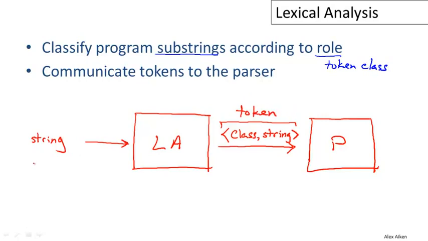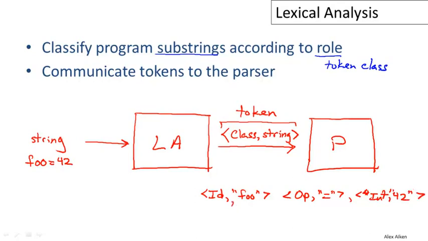All right, and so for example, if my string is foo equals 42, then that will go through the lexical analyzer and out will come, I'll write it down here, 3 tokens, and these would be identifier, foo, operator, say, equals, and integer, 42.